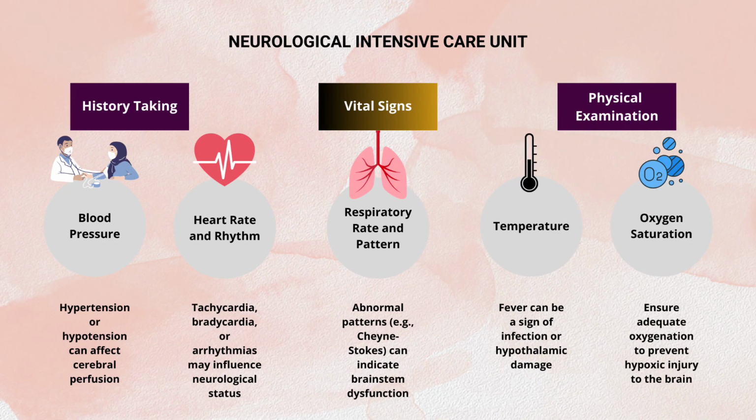Next part in neurological intensive care unit examination is vital signs. Vital sign examination should include blood pressure, that is hypertension or hypotension, which can affect cerebral perfusion. Monitor heart rate and rhythm, including tachycardia, bradycardia, arrhythmias, which may influence neurological status.